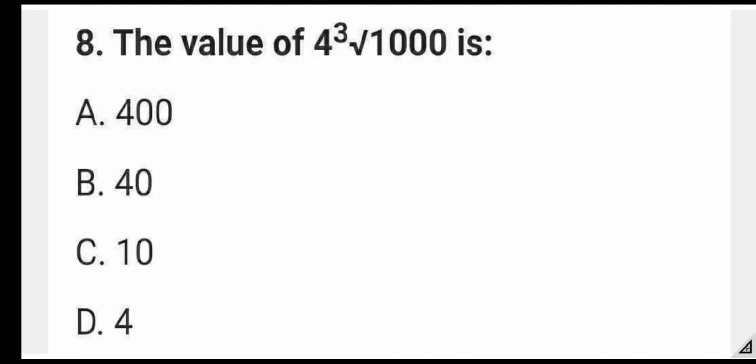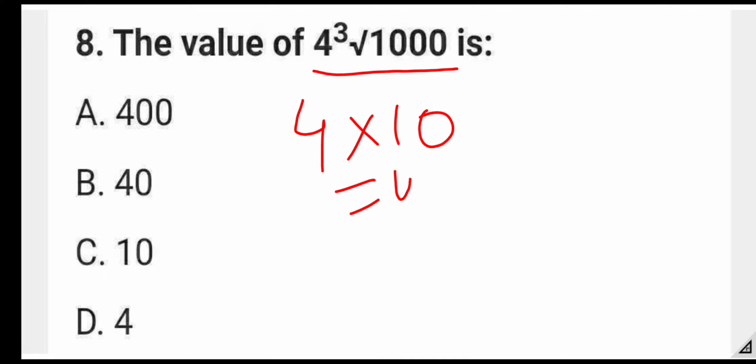Next, the value of 4 cube root of 1000. 4 multiplied by cube root of 1000 is equal to 10 and 4 multiplied by 10 is equal to 40. So 40 is the right option.